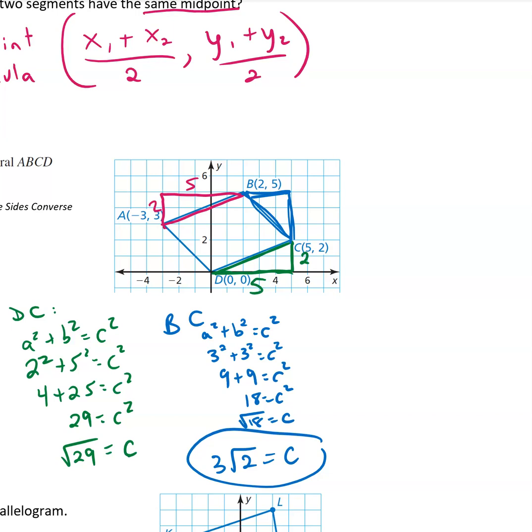And then we'll do the last one. We need to show that BC was equal to AD. So this is another 3 by 3 triangle, so I see that it's going to be the same. But again, we're going to prove it with our math. a squared plus b squared equals c squared. Our legs are both 3.